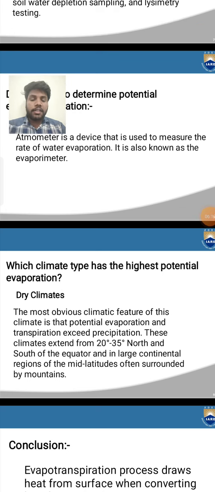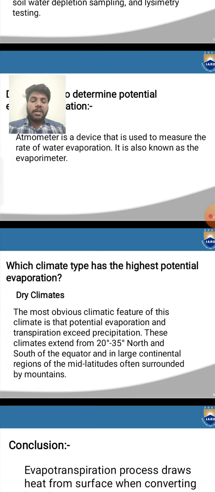Which climate type has the highest potential evapotranspiration? Dry climates. The most obvious climatic feature of this climate is that potential evaporation and transpiration exceed precipitation. These climates extend up to 20 to 35 degrees north and south of the equator and in large continental regions of the mid latitudes, often surrounded by mountains.